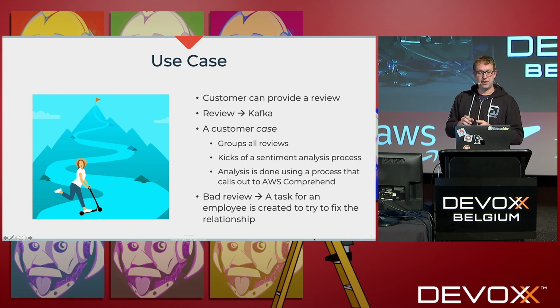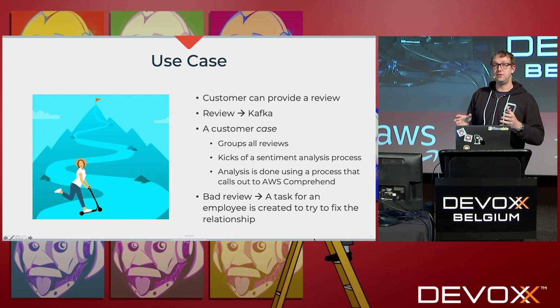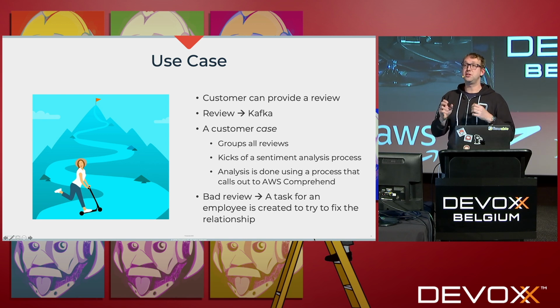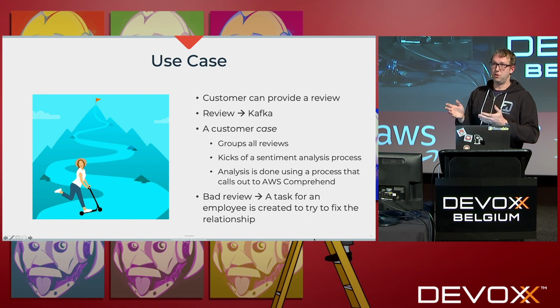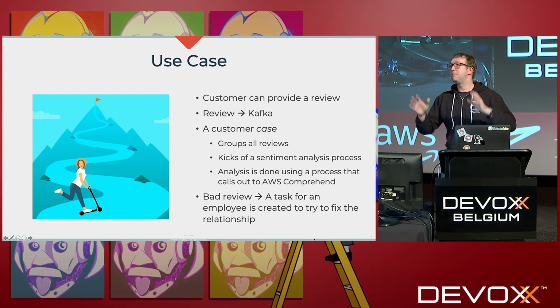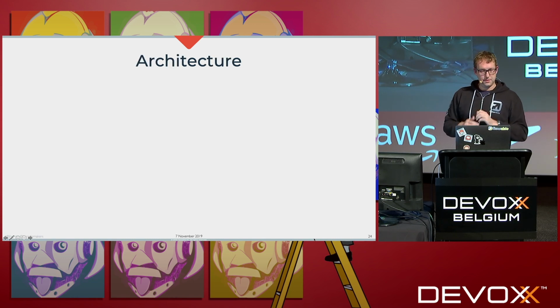So AWS Comprehend is a service from Amazon to do sentiment analysis. You send it basically a blob of text, and it's going to tell you, okay, this is a happy text or this is an unhappy text, right? And if there's a bad review, we're going to create a task for our employee to kind of massage the relationship back to health. Maybe send out a tweet. You've all seen this, right? Or maybe send a gift. I don't know. All right, let's talk a bit about the architecture.